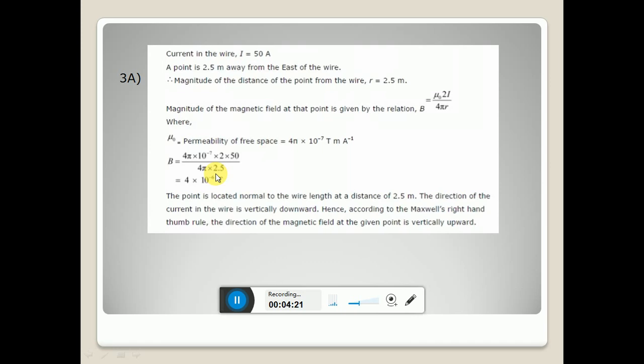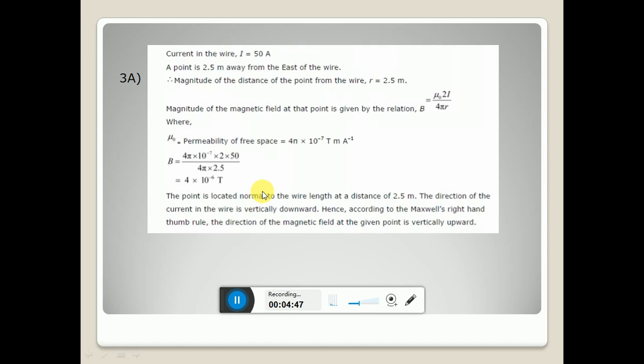This is the answer for the third one. A current of 50 amperes is flowing. We have to find the magnetic field at a distance of 2.5 meters away, to the east of the wire. The same formula we have to apply, mu naught by 4 pi into 2 I by r, or mu naught I by 2 pi r. The answer you get here is 4 into 10 power minus 6 Tesla.